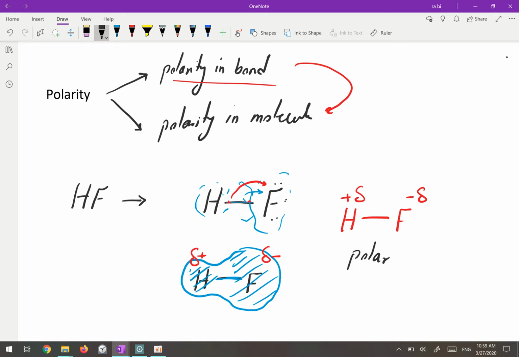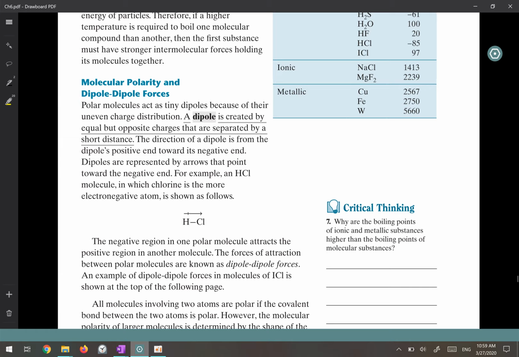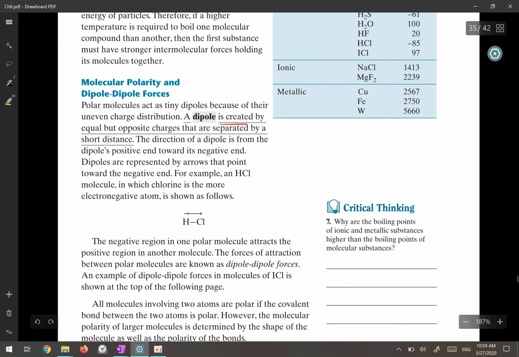And we have a term here. We say we have a dipole. So what is the dipole? When you have separation in the charge, you will have a dipole. Here you have two charges, negative and positive. They are opposite, but their values are the same. So in that case, we say we have the dipole. The definition of the dipole is given in your book. It says a dipole is created by equal but opposite charges that are separated by a short distance.